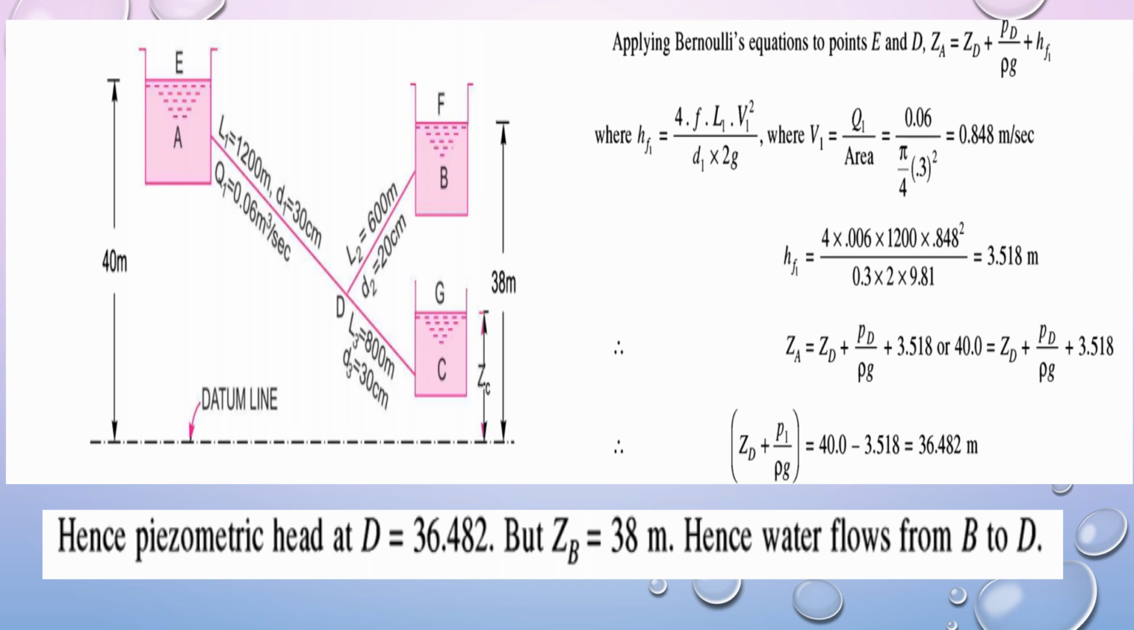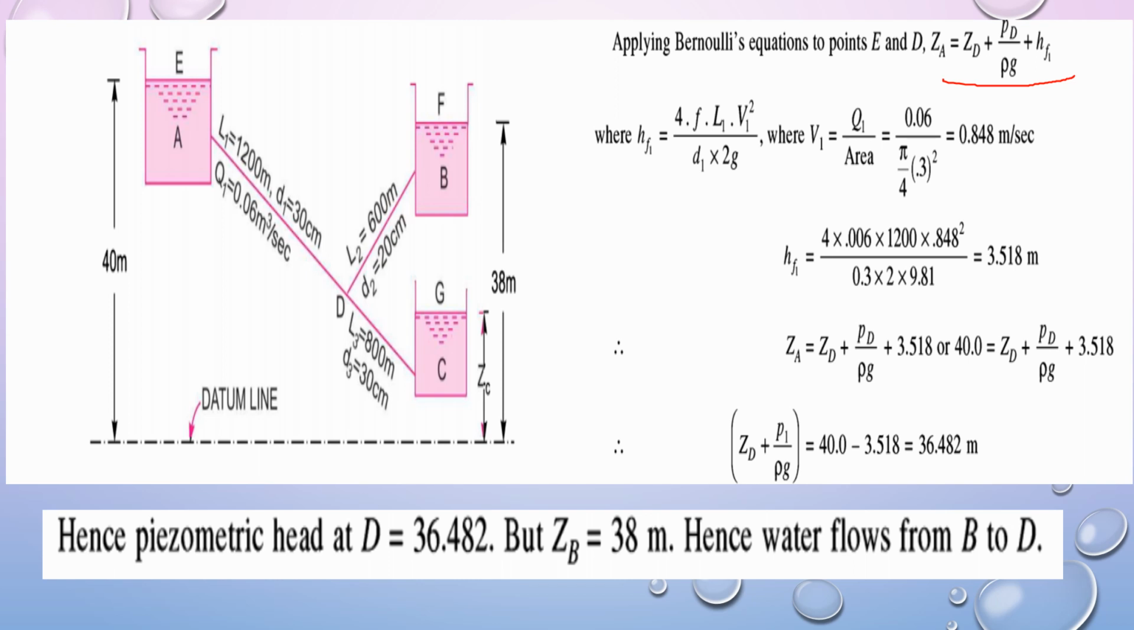As we have seen earlier, we will apply Bernoulli's equation between points A and D, where A is a reservoir. So we can write ZA is equal to ZD plus PD by rho G plus HF1. As I have mentioned earlier, the LHS will only have ZA because A is a reservoir exposed to atmosphere, so it is atmospheric pressure. So PA by rho G will be 0. Similarly, it is steady condition, so VA square by 2G will also be 0. So we are left with only these terms in the Bernoulli's equation.